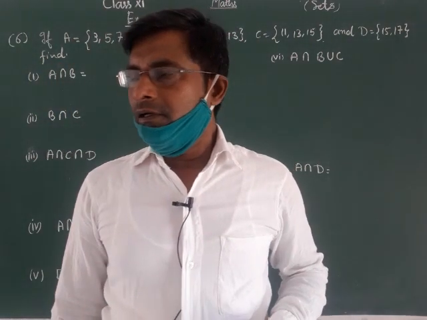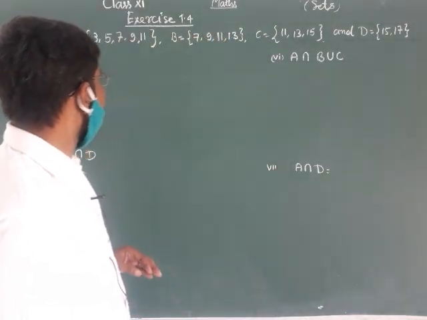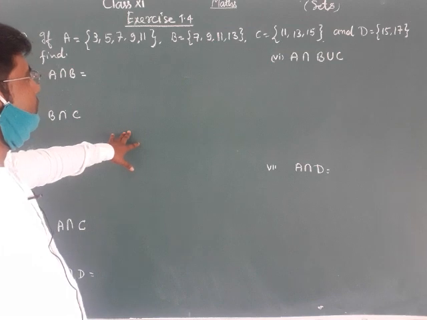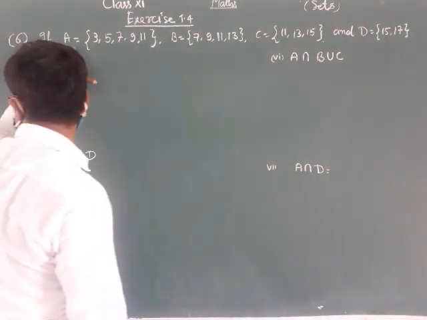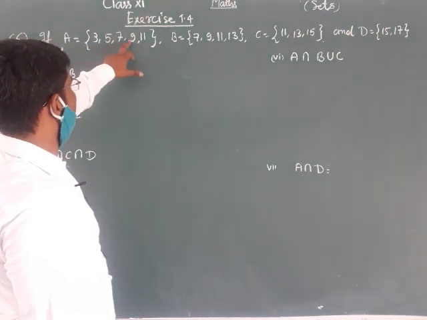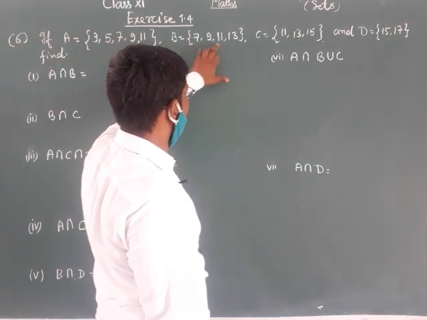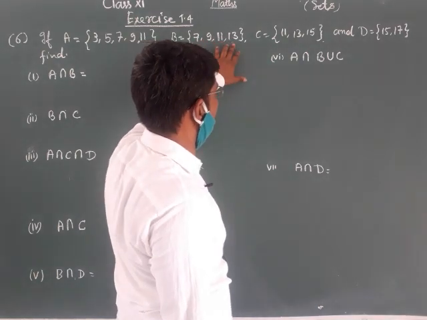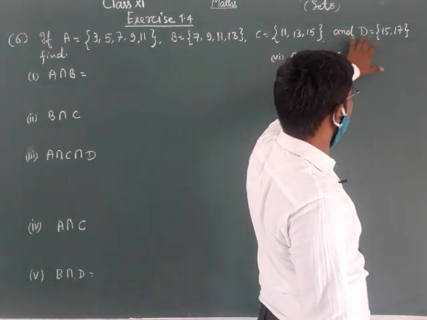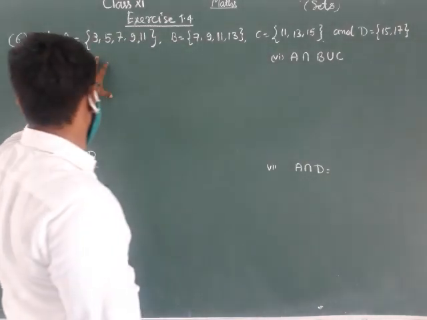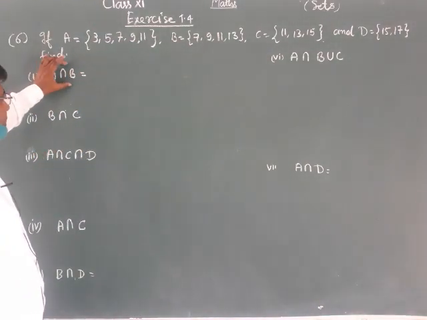Dear student, today I will solve exercise 1.4, question number 6. 5 and 6 are the same category. Question number 6: given the sets A = {3, 5, 7, 9, 11}, B = {7, 9, 11, 13}, C = {11, 13, 15}, and D = {15, 17}. Find first A intersection B.